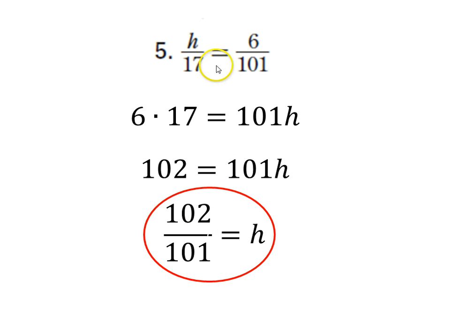That is the value that goes in for h to make this proportion true. Not a nice number, but it makes it true. And we found that by using cross multiplication or the means extremes property, whichever you like to call it.